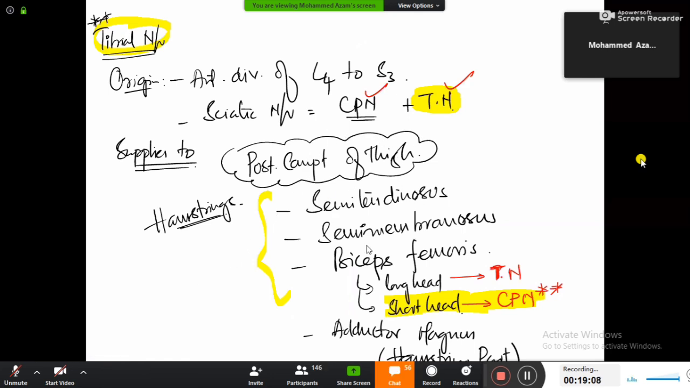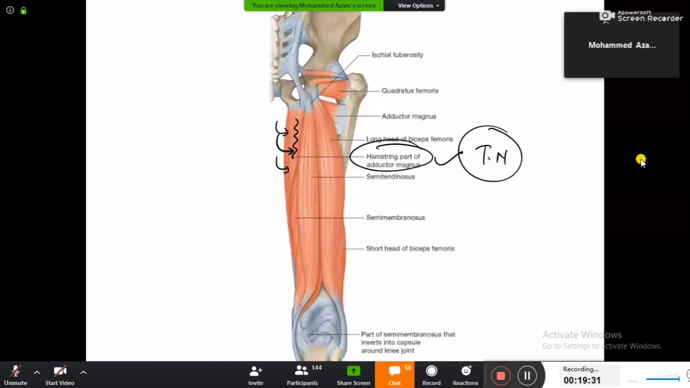Posterior compartment of thigh done. And all of them are supplied by which nerve only? Tibial nerve. And the exceptions I told you: the short head of biceps femoris is supplied by the common peroneal nerve, and adductor magnus, hamstring part. The confusion is that adductor should be in the medial compartment, but a small part of it also comes in the posterior compartment. So it will be supplied by which nerve only, sir? Tibial nerve. So that completes your posterior compartment of the thigh.